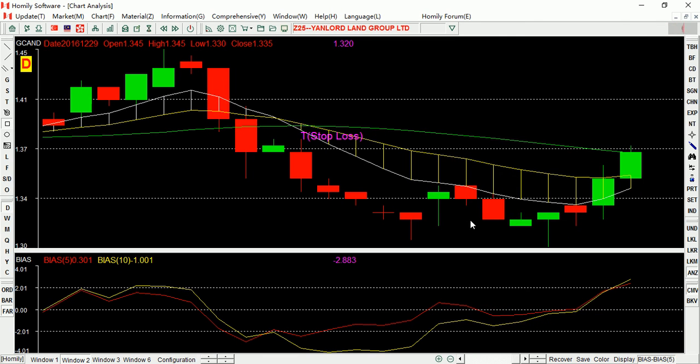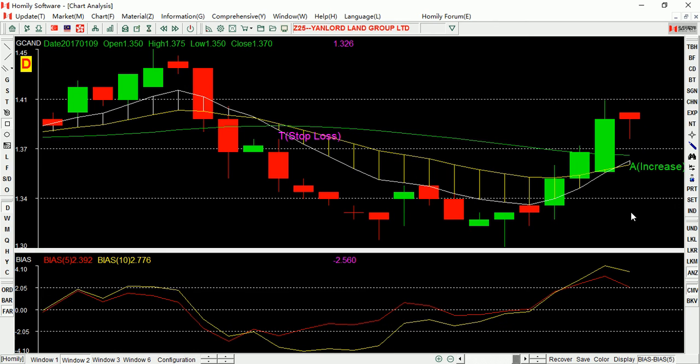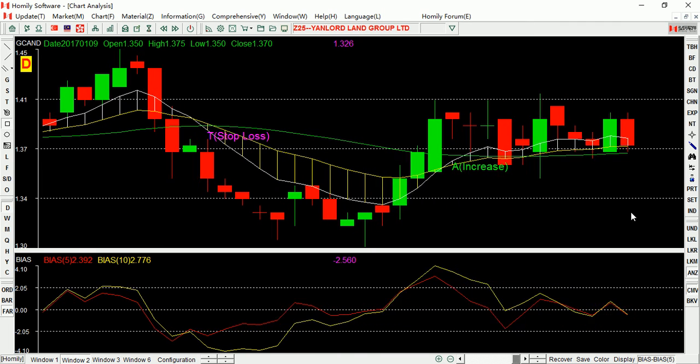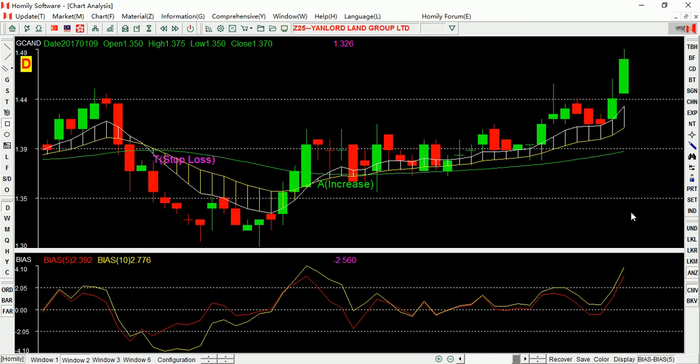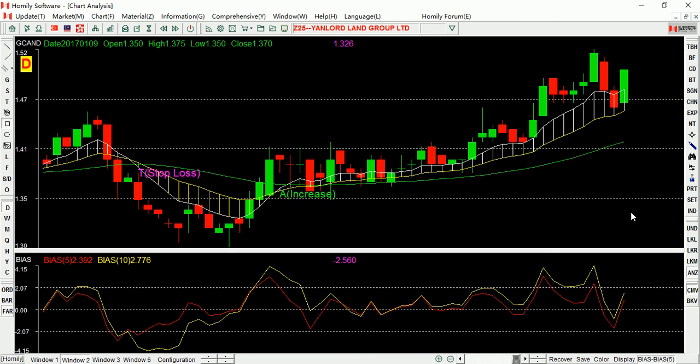Here is the first buy point, and increasing appears and the candlestick is above the green line. Here is the second buy point, okay? Green line is still up. Then you wait and see, okay? So you still can keep it. Where is another buy point? Here is another buy point, okay?